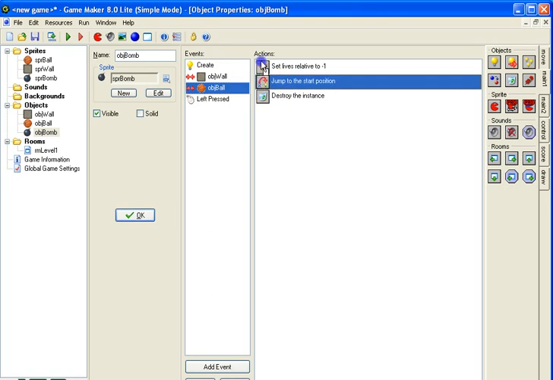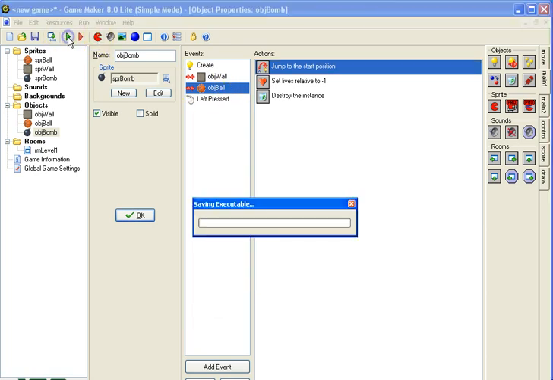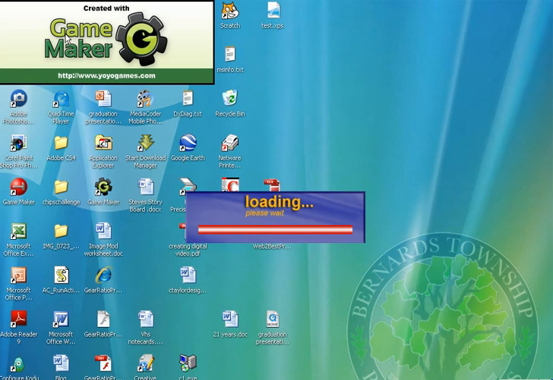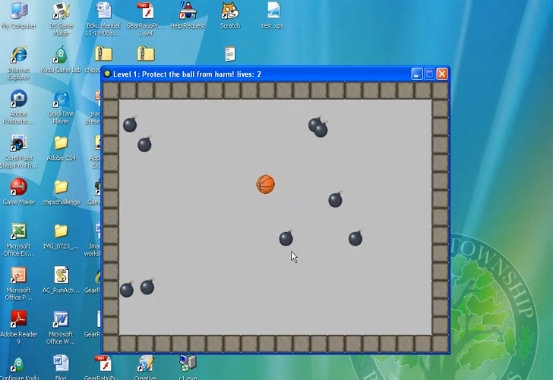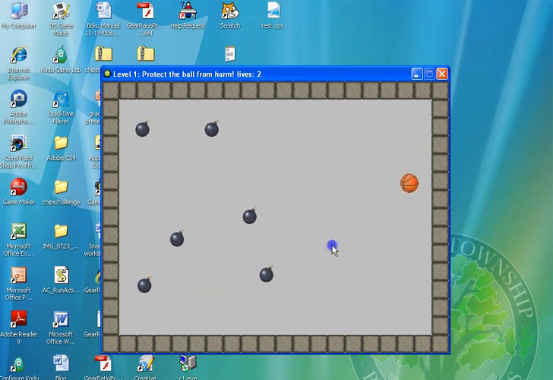I'm going to change the order here, see if that makes a difference. Okay, here's the problem. I have it as self jumping to start. Self, in this case, is still the bomb. So it's going to be other, which is the ball. So this should work this time. Okay, see how it goes back to start and the bomb's disappearing and whatnot?